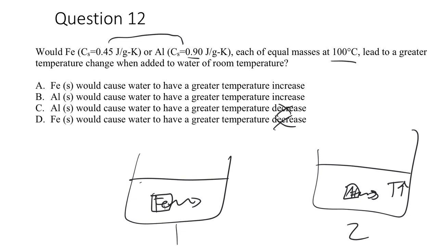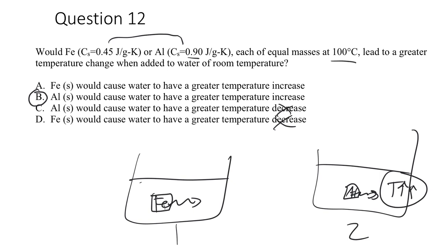And so the aluminum had absorbed more heat, so it has more heat to give off. It's going to increase the temperature more. So the aluminum is going to cause the water to have a greater temperature increase because it absorbed more heat, so it has more heat to lose. So you can think Q is equal to m c s delta T. The heat that it had absorbed is just simply greater.